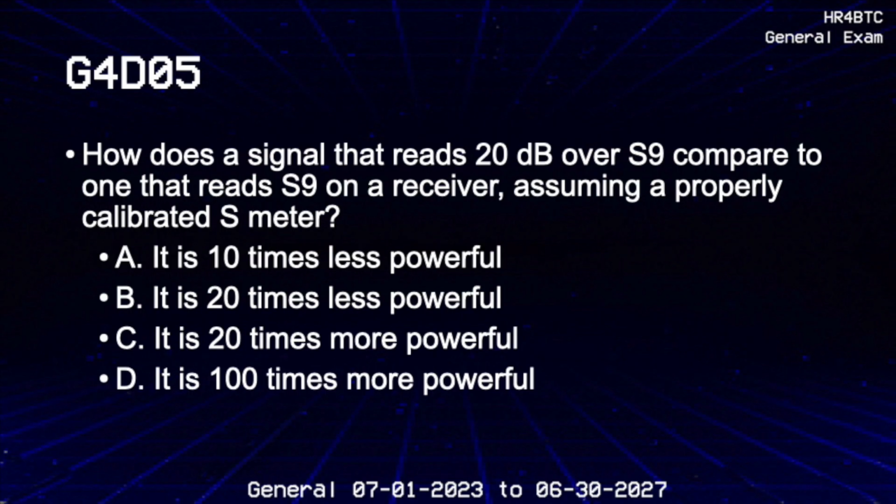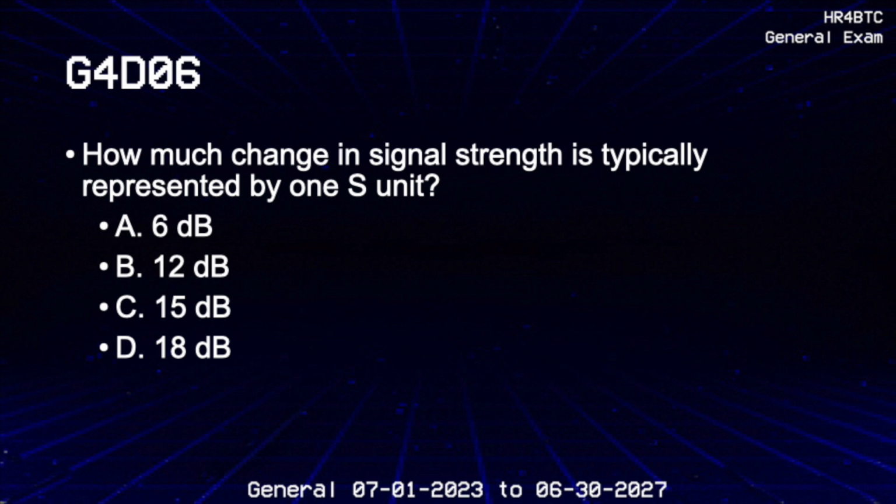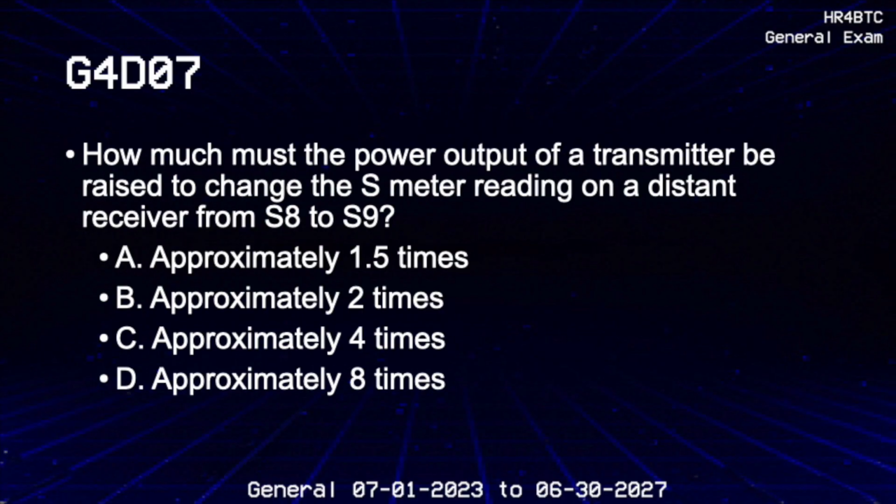How does a signal that reads 20 decibels over S9 compare to one that reads S9 on a receiver, assuming a properly calibrated S-meter? It is 100 times more powerful. How much change in signal strength is typically represented by 1 S unit? 6 decibels. How much must the power output of a transmitter be raised to change the S-meter reading on a distant receiver from S8 to S9?